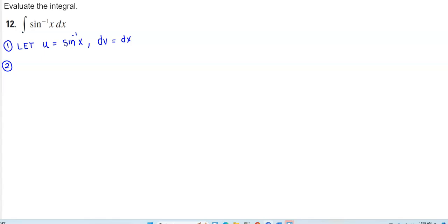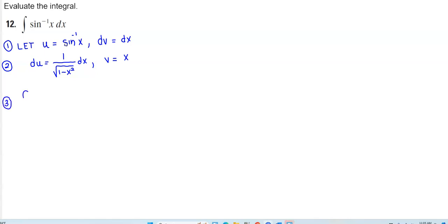For step 2, we're going to take the derivative of both sides with respect to x. The derivative of the sine inverse x, that we know, is 1 over the square root of 1 minus x squared dx. And then v over here is going to equal x because of the antiderivative.